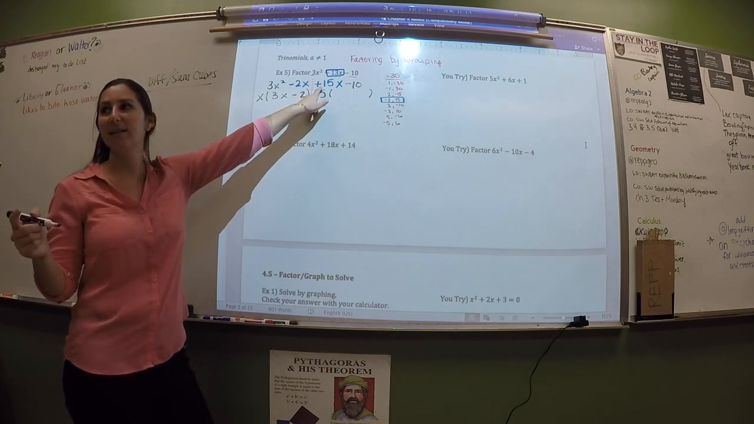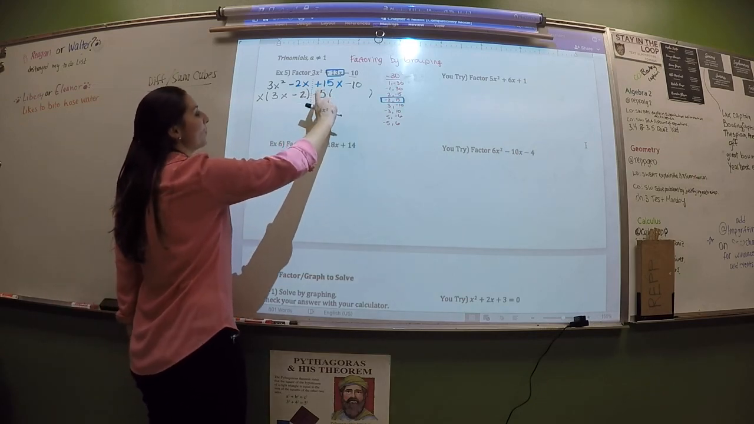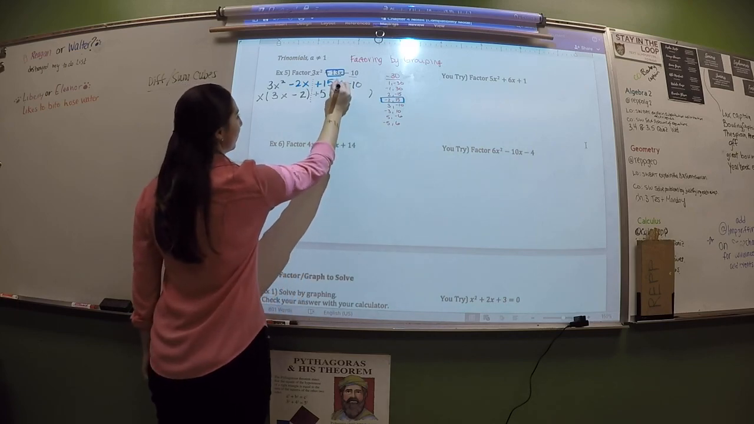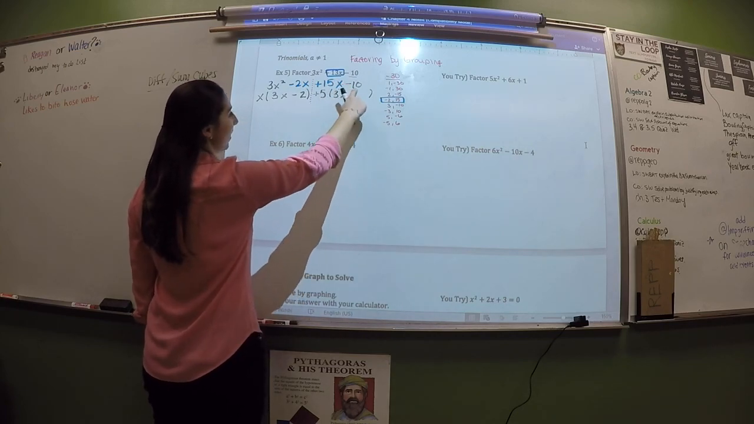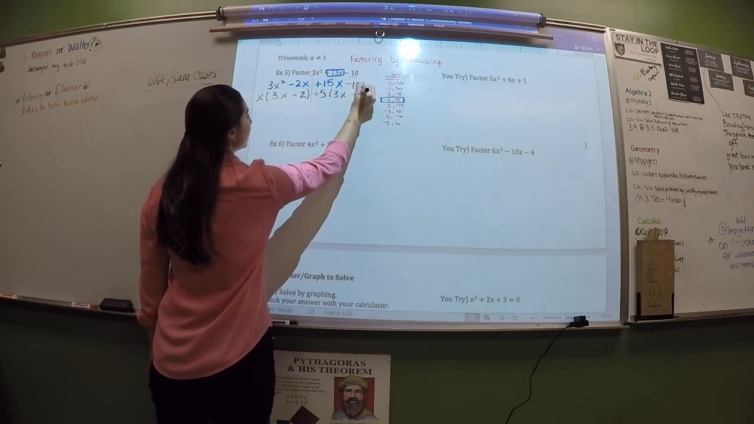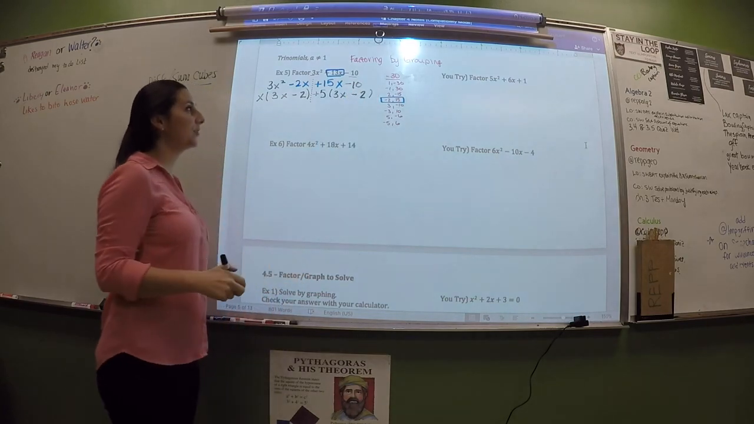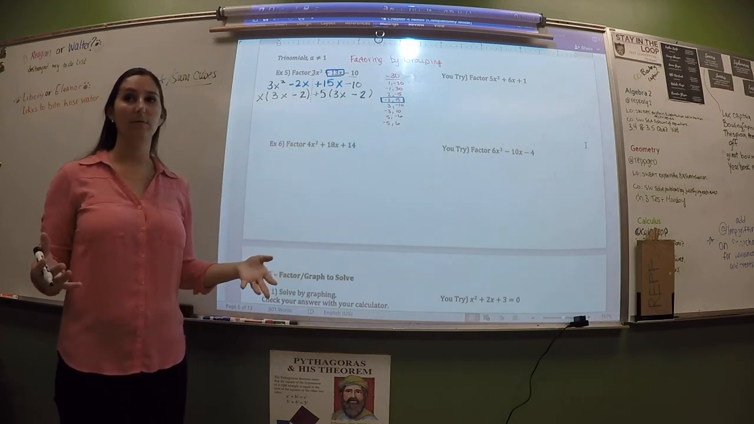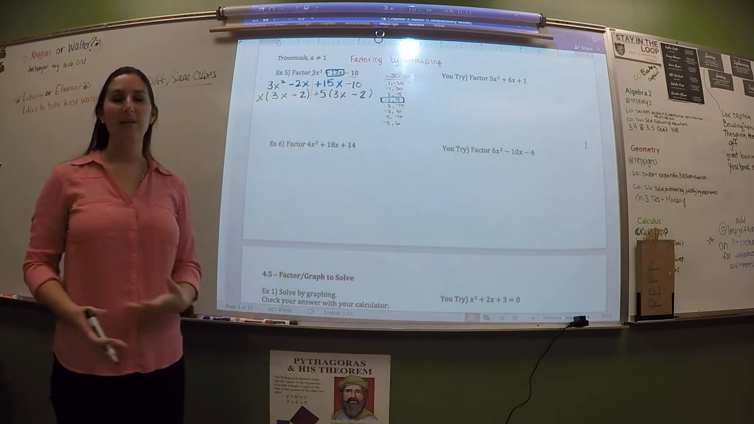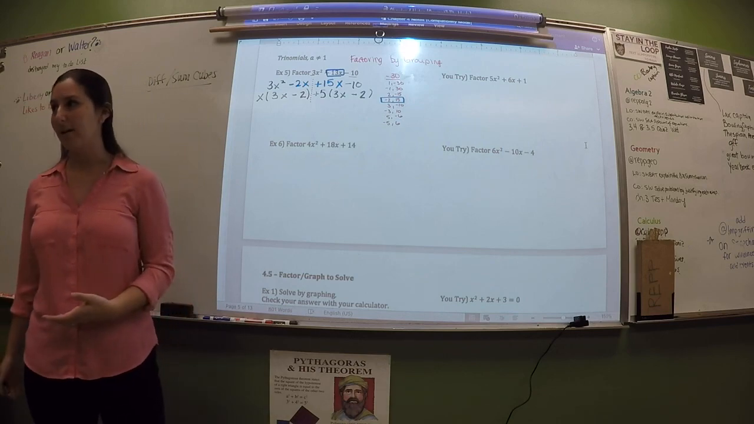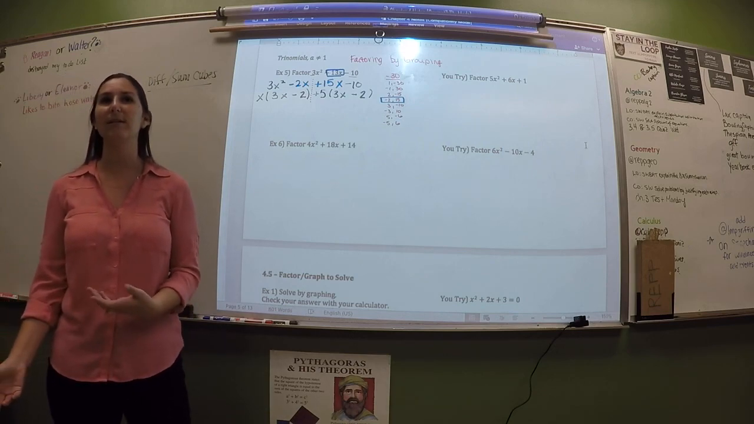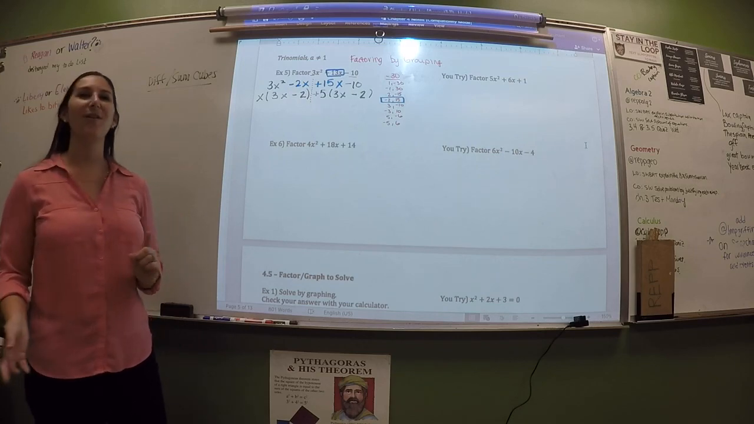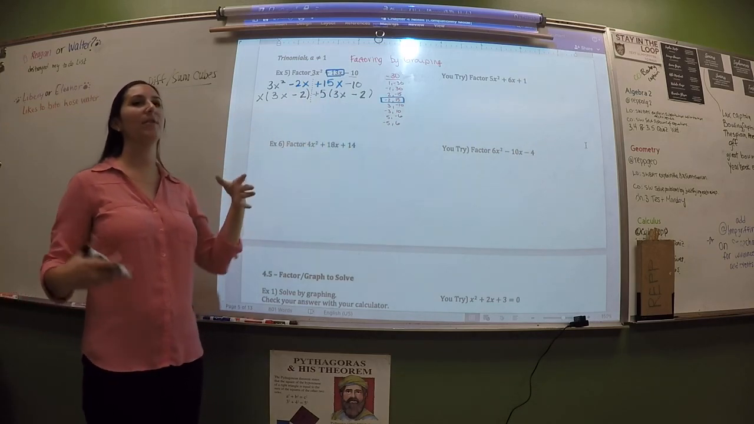Got it? Okay. So if we take out a positive 5 out of 15x, you're left with 3x. If we take a 5 out of 10, you get 2. Now, do you see how this binomial and this binomial are the same binomial? That's good. If they're not the same binomial, you did it wrong. Or it's not factorable and you tried to factor it. So these 2 have to be the same in order for this to make sense.